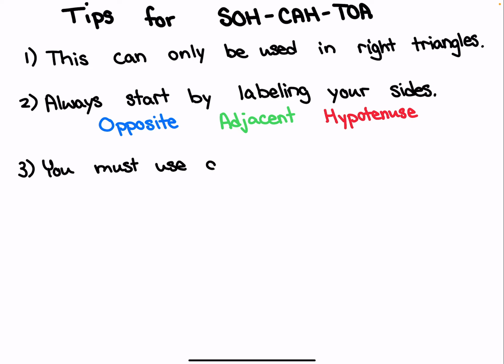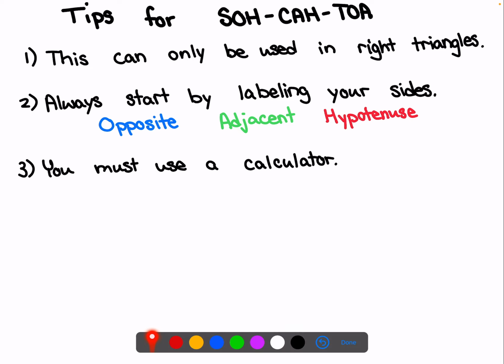Next, you must use a calculator. If you don't have a calculator, it's going to be very difficult to use trig functions. So on your calculator, make sure that you can find sine, cosine, and tangent. Again, they're just written as sine, cosine, and tangent. If you can find those on your calculator, you'll be able to do today's lesson.